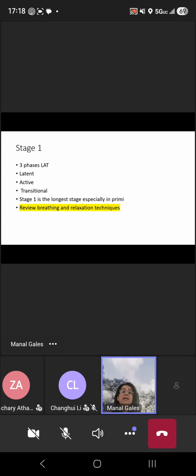Stage 1 has 3 phases. The first phase we call latent. The second phase is active. The third phase is transitional. Latent, active, transitional. So these are the 3 phases in stage 1.